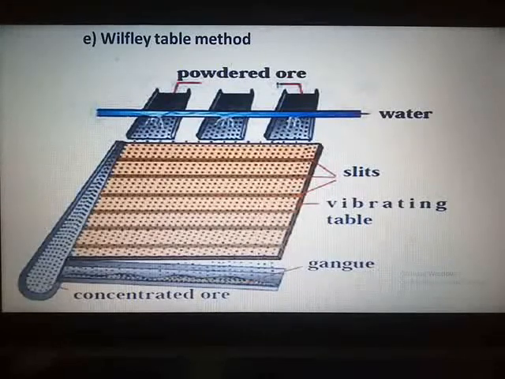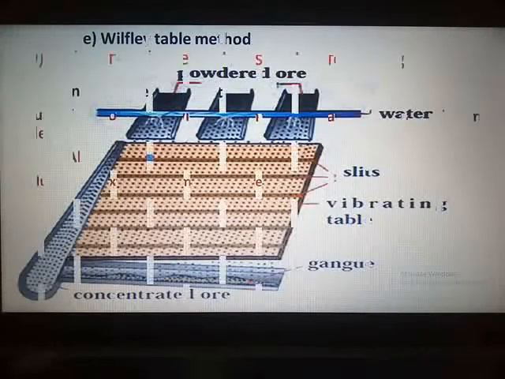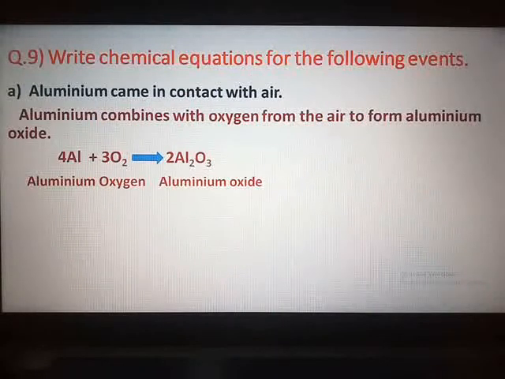Now we move ahead with question number 9. Write chemical equation for the following events. Now when such a type of question is asked, write chemical equation, then always you have to first provide the explanation, write the equation, write the names of the reactants, products, and if possible mention their physical states also.